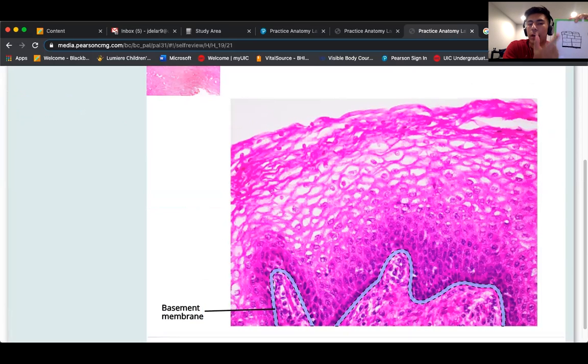However, how can I tell what type of epithelium it is? Looking at the basement membrane right here, we are going to look at the layer that is furthest away. Furthest away, we do see these squished tiny cells. My rule of thumb, squished means squamous. So overall, this right here is a stratified squamous epithelium.